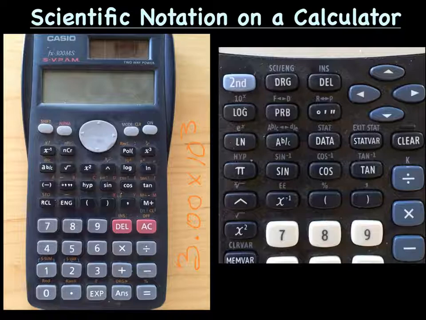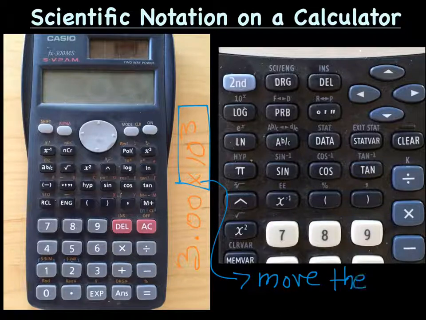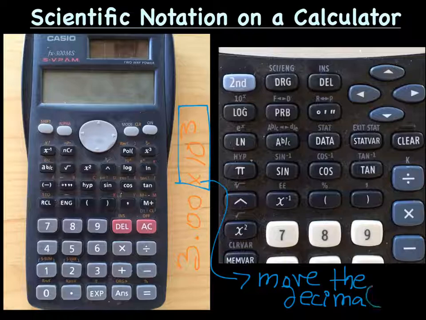And what you need to remember is that times 10 to the third does not mean multiply 3 by 10 to the third. Times 10 to the third means move the decimal. Okay, so that's really important. Times 10 to the third in this case means move the decimal 3 times, which means we are not going to use the multiplication button. Okay?